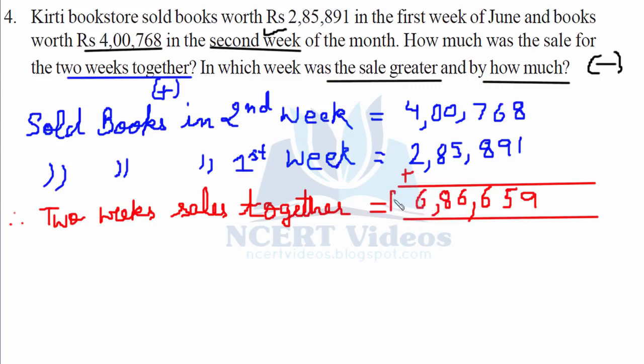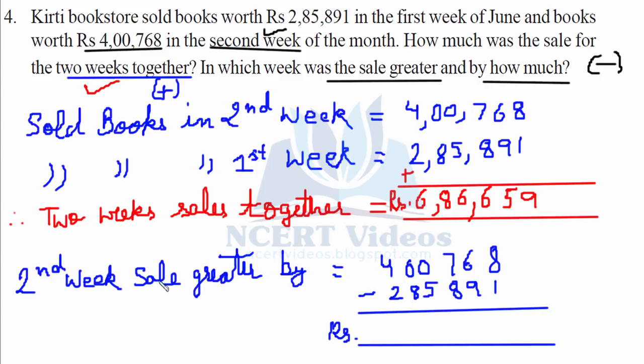Therefore, total of 6,86,659 rupees. In the second week, sale was greater, and by how much? Now we will subtract it.